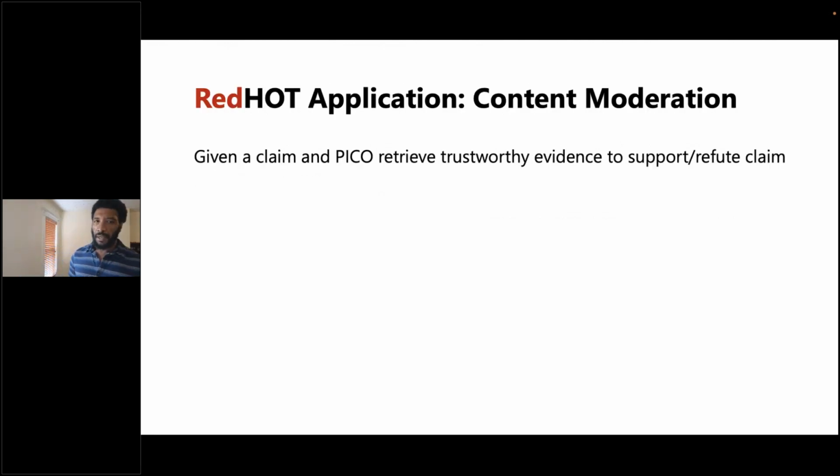So an application for this data set that we've explored in our paper was whether we could use this type of data to build models that allow content moderators to retrieve evidence that either supports or refutes a given medical claim found on social media. This could be useful for content moderators, but we could also imagine having some sort of bot or agent that detects medical claims and automatically retrieves evidence and presents this evidence to the users.